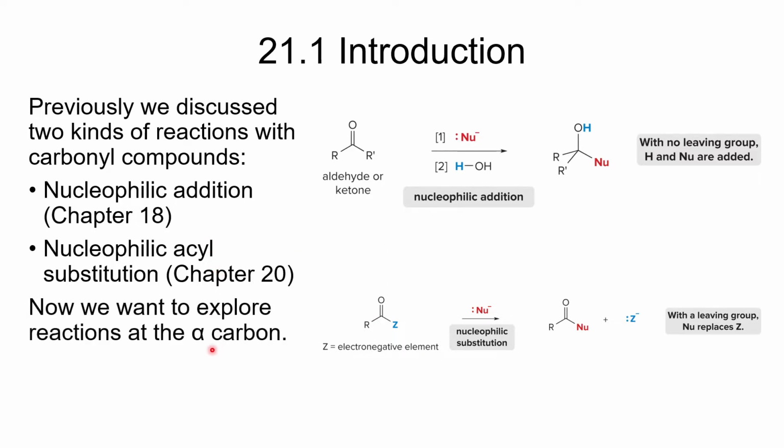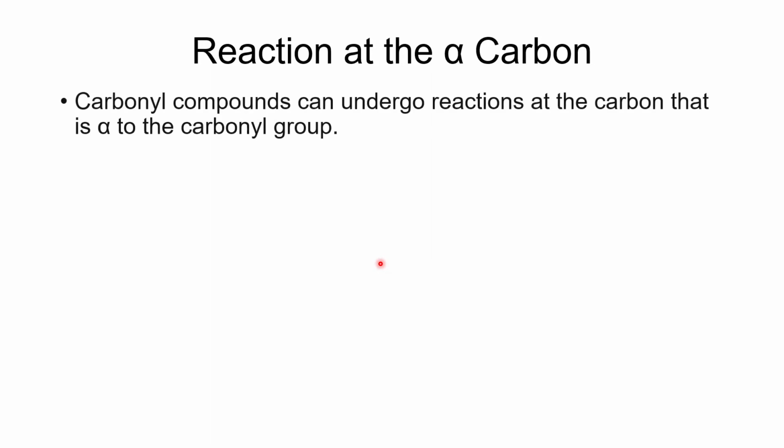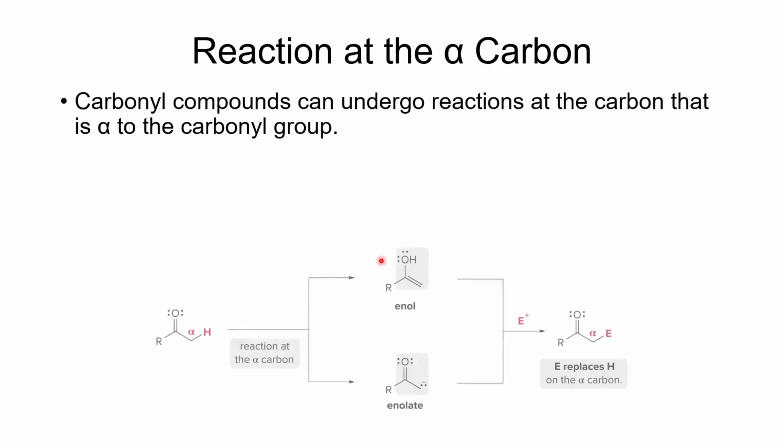Well, now what we want to do is look at what happens when we do reactions at the alpha carbon. It's a whole different set of reactions that we can do. So we'll start by looking at what kinds of reactions they can undergo, and also how they undergo those reactions.